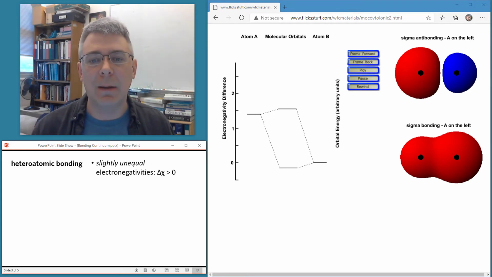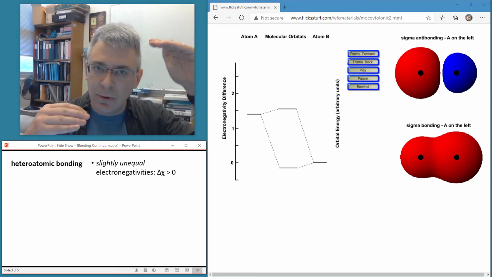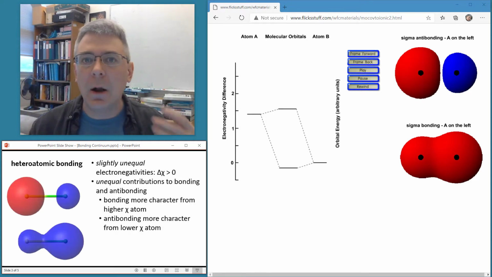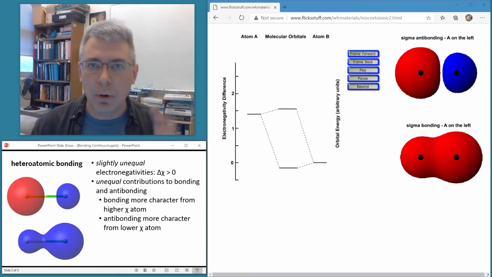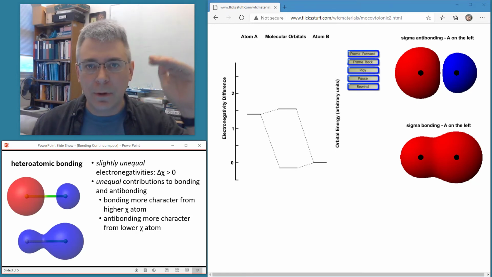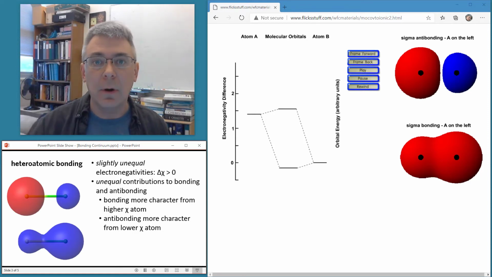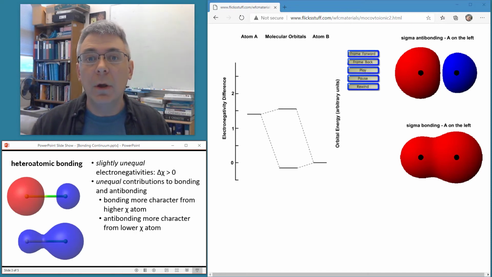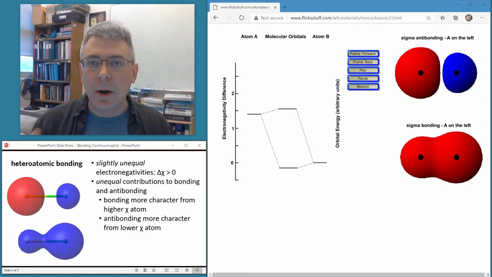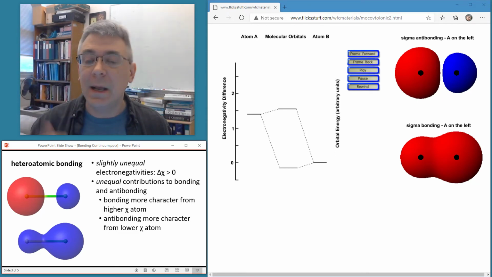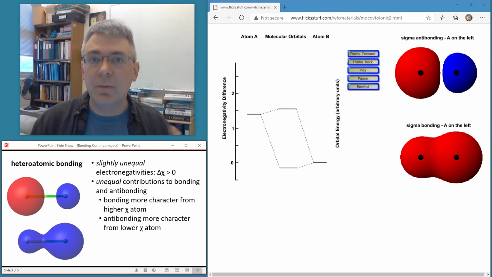Now we're looking at a heteroatomic bond with slightly unequal electronegativities, so the delta chi is not zero, it's more than that. And what happens is we get unequal contribution to both orbitals. The more electronegative partner with the low energy orbital contributes more to bonding. The more electropositive partner with the high energy orbital contributes more to the antibonding. And as a result, the two orbitals don't look the same. The bonding orbital skews to one side. It looks more like the electronegative atom. It has higher concentration on that atom. The antibonding orbital skews the other way. It has greater concentration on the electropositive atom. It looks more like the atomic orbital from that more electropositive center.